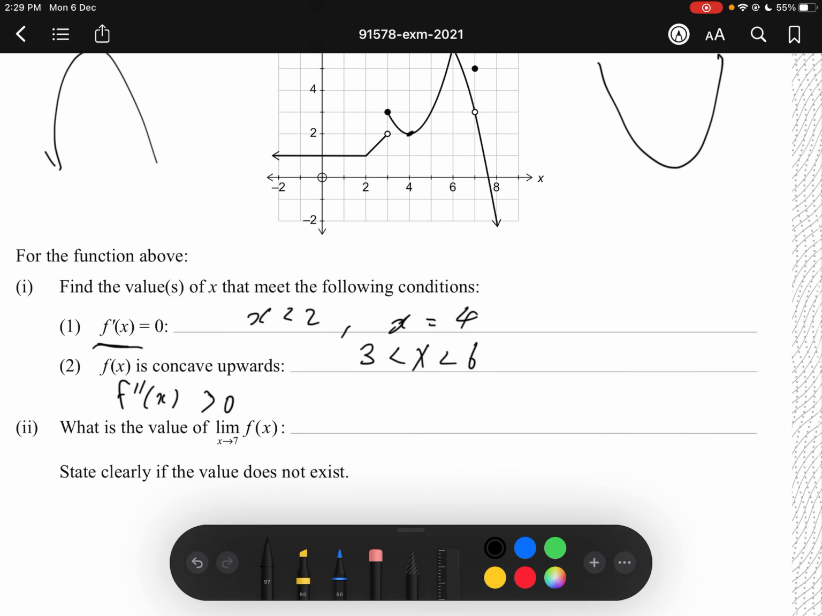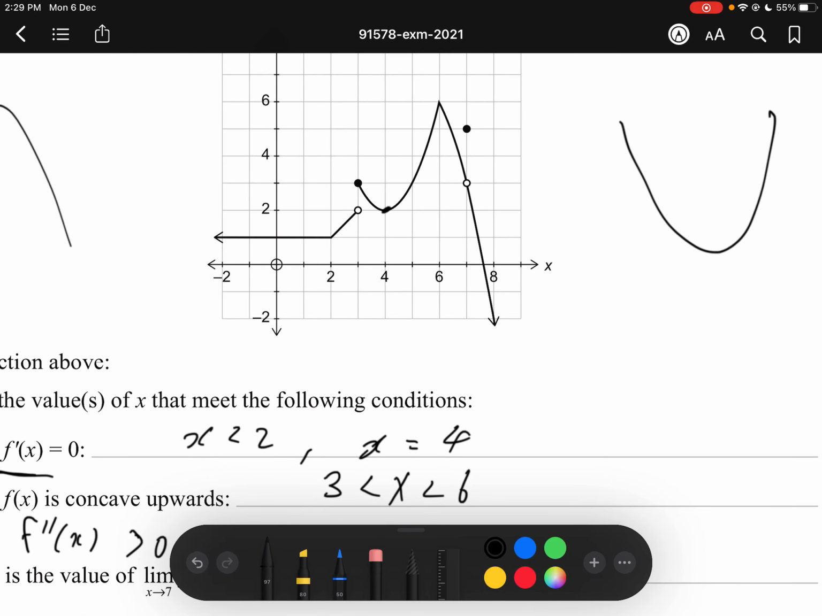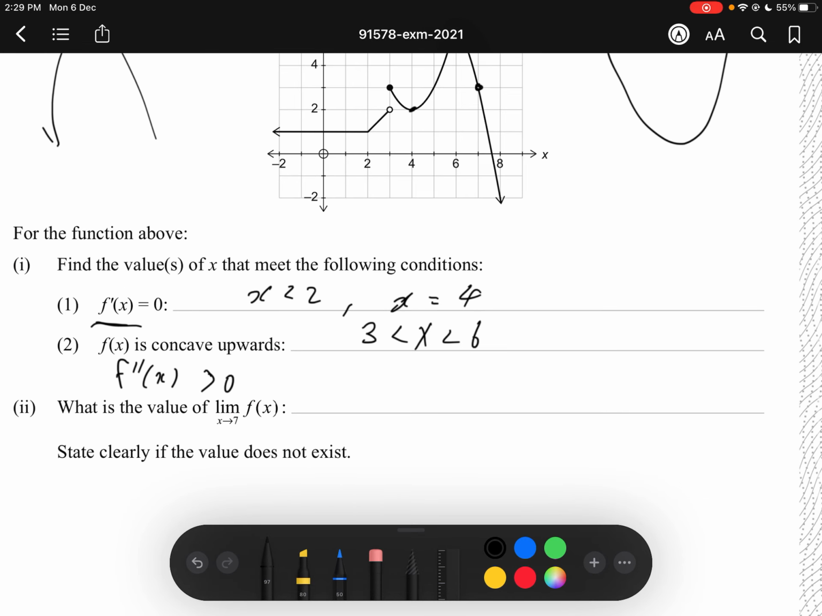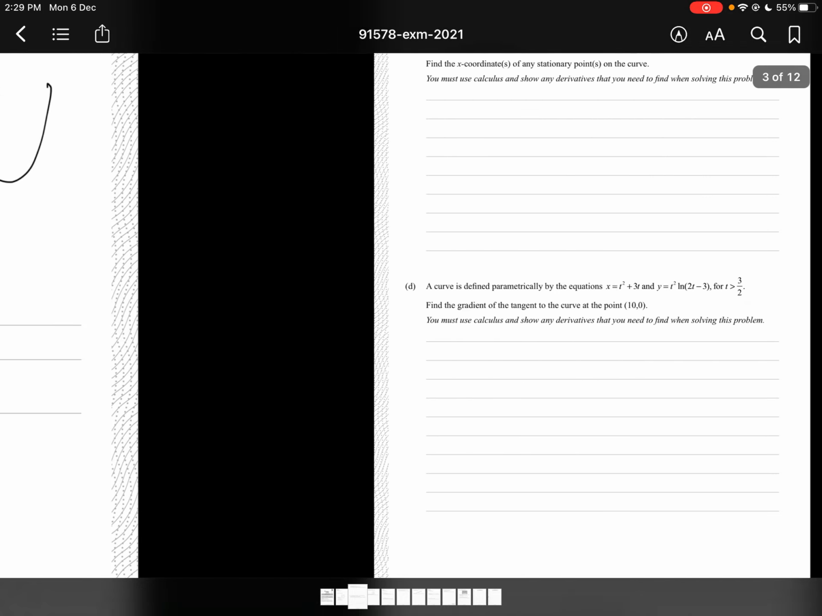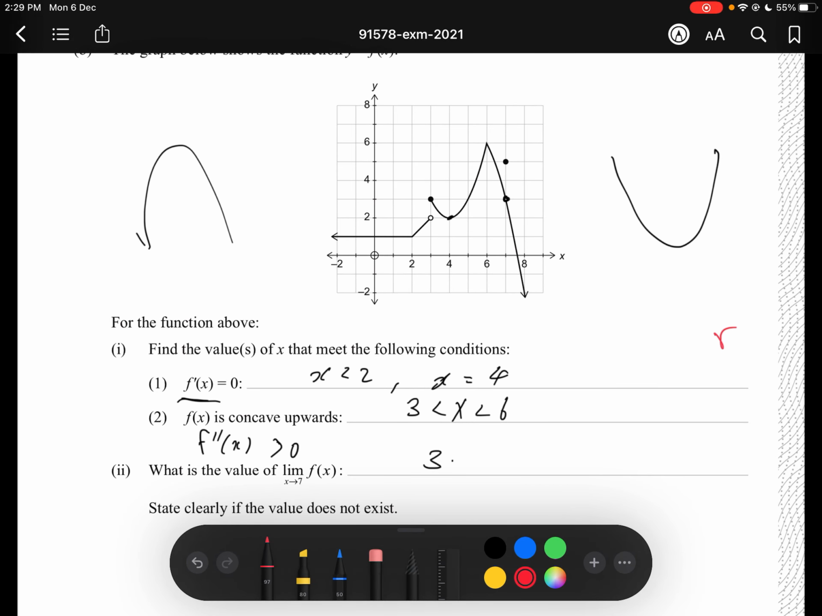What is the value of f of x as we approach 7? If we look at the graph, from the left-hand side and the right-hand side, they both approach the same point, which is 3. So that will be our limit for this question. That will be 3. Usually NZQA does this as a merit question, and if you get, for example, one part out of 2 parts, you might get an achieved grade for this question.